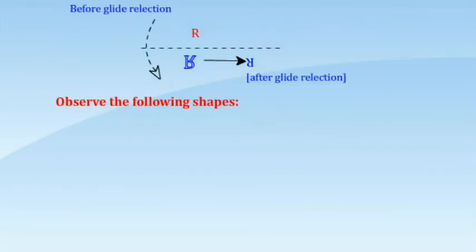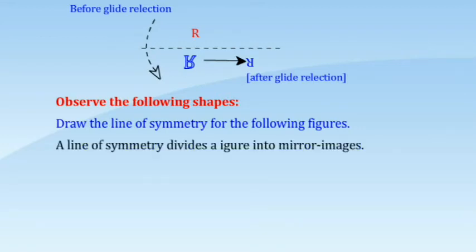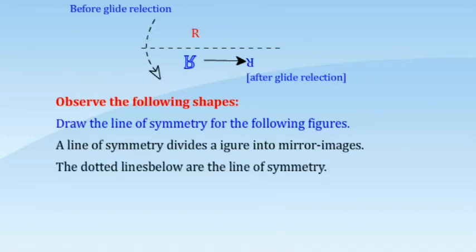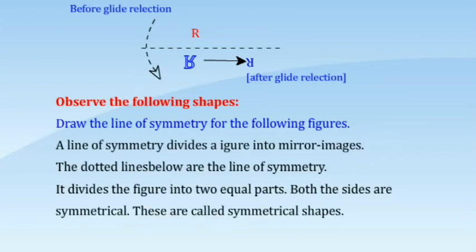Observe the following shapes. Draw the line of symmetry for the following figures. A line of symmetry divides a figure into mirror images. The dotted lines below are the line of symmetry. It divides the figure into two equal parts. Both the sides are symmetrical. These are called symmetrical shapes.